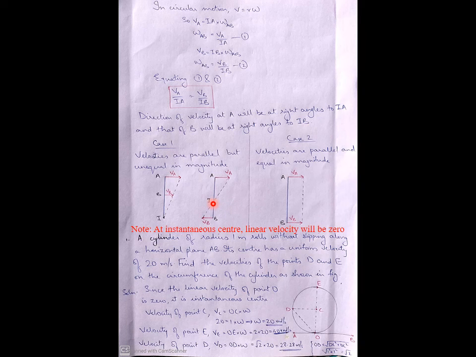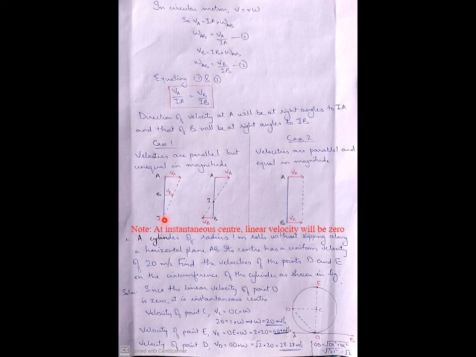Now there is another case, if the velocities are parallel and equal in magnitude, which means VA and VB are equal. For example, let it be 10 meter per second, both are 10 meter per second. Now, as told earlier, we draw a line from the endpoints, but there is no chance of these two lines meeting, isn't it? So there won't be an instantaneous center, which means the instantaneous center for this case is at infinity, or there is no instantaneous center.